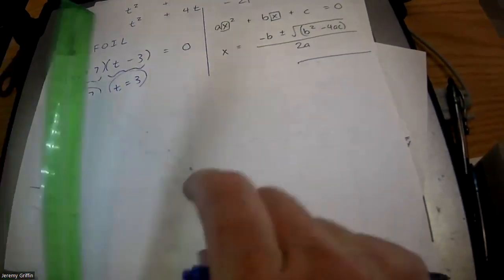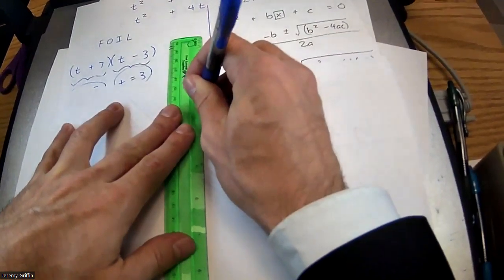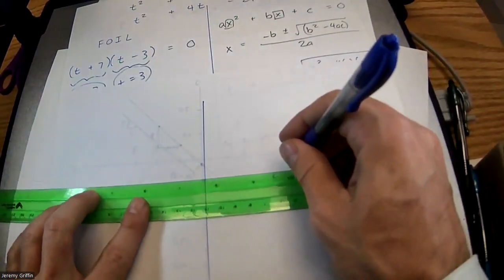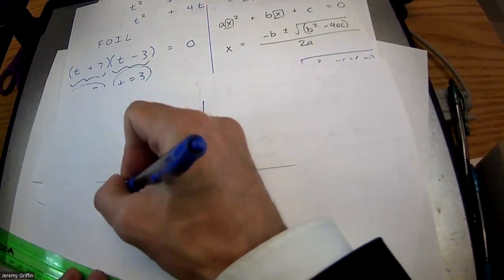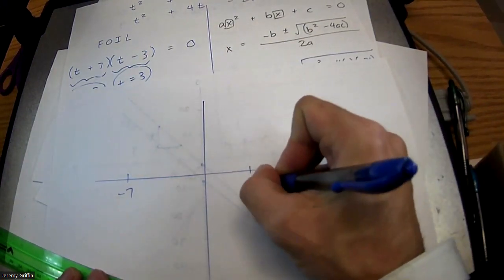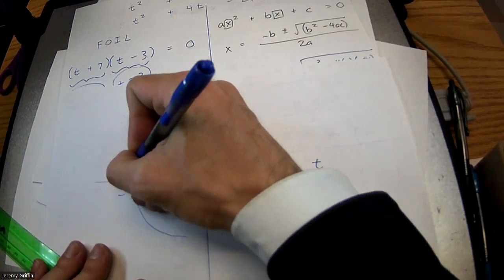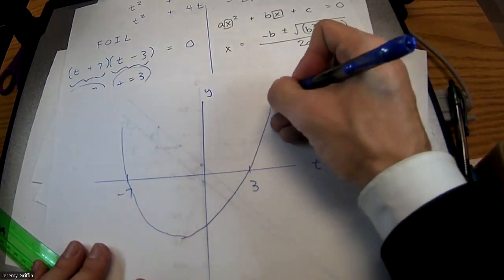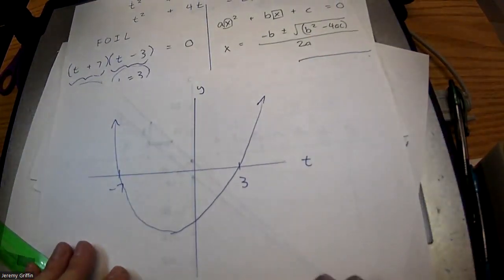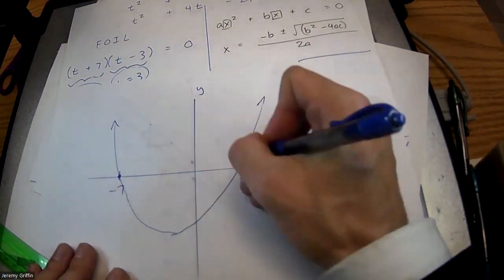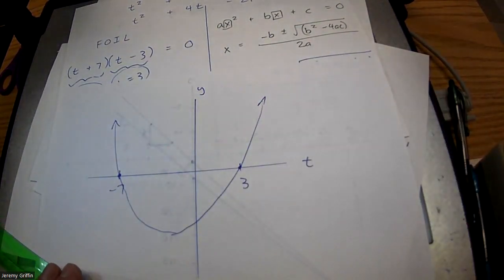Some blank paper somewhere. There we go. -7, positive 3, t-axis, y-axis. It's going to be a parabola that looks like this. That's where the equation is set equal to 0. That's like the x-intercepts of the graph. You guys get that?